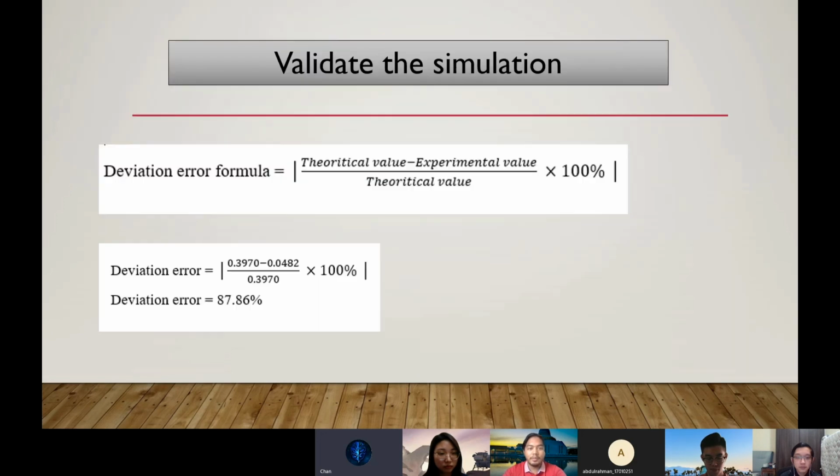Moving on to how we validate the simulation. It is done by comparing the theoretical value and experimental value. The deviation error formula is theoretical value minus experimental value, over theoretical value, multiplied by 100%. The deviation error is 87.86%. The theoretical value is the manual calculation from the reaction engineering part, and the experimental value is the value that we got from the simulation software.